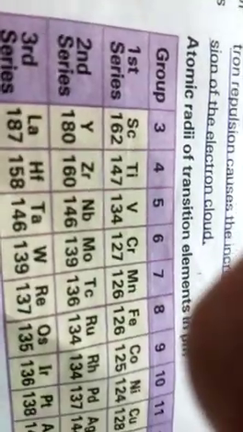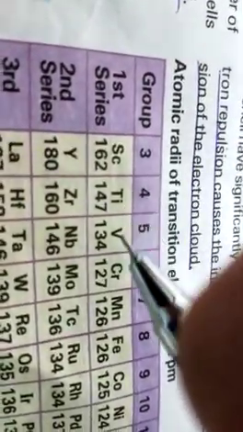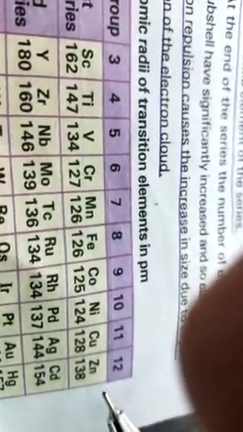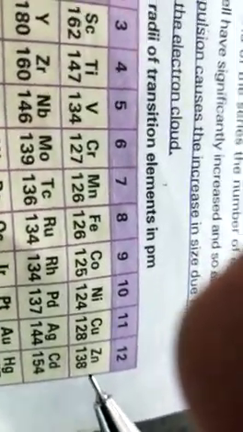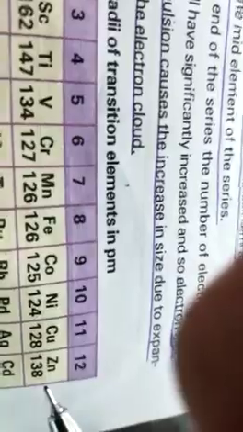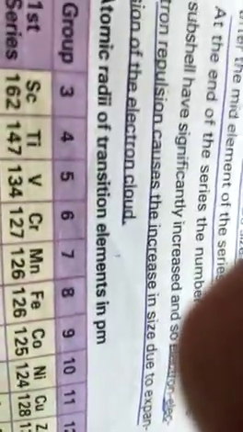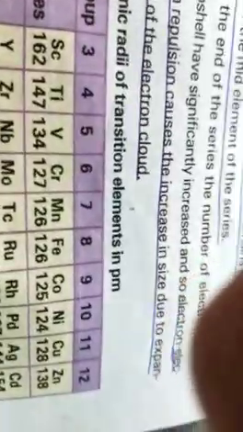Therefore, in the 3d series, we can see that first there is a decrease in size and then it almost remains constant. But at the end, the element zinc has an increase in size because of the fully filled d subshell and electronic repulsions.